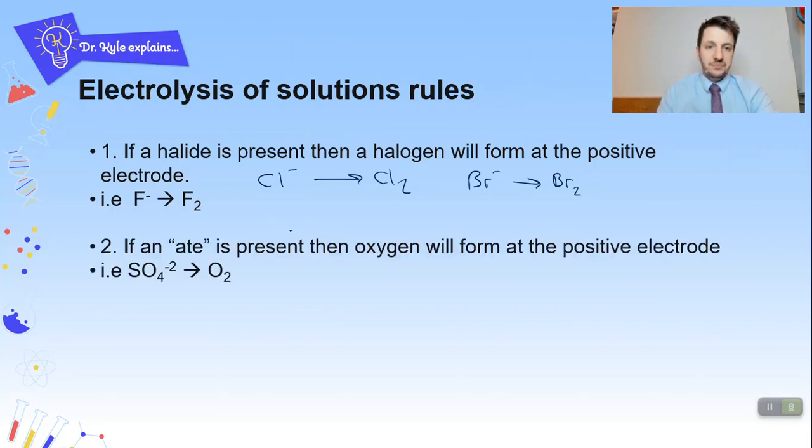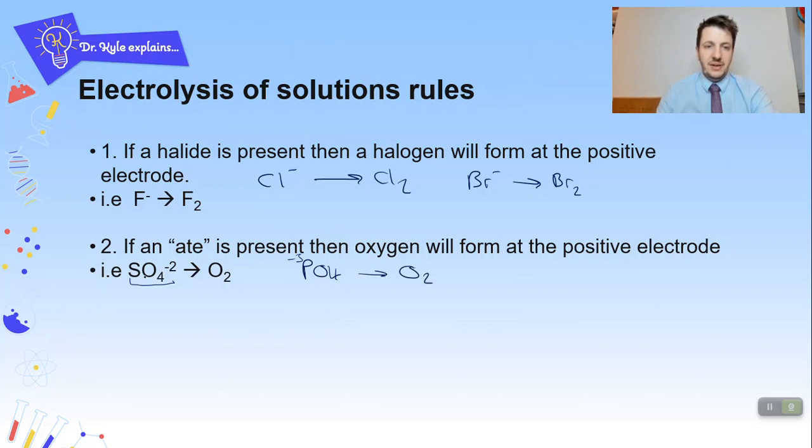Next rule, if an -ate is present, then oxygen will form at the positive electrode. And so sulfate, just down here, is SO4 2-. It's got a charge, so that's an -ate. That will make oxygen. If I give you another example, if I take phosphate, so that's PO4 3- charge, the charges aren't particularly important. Phosphate, PO4, that will make oxygen.